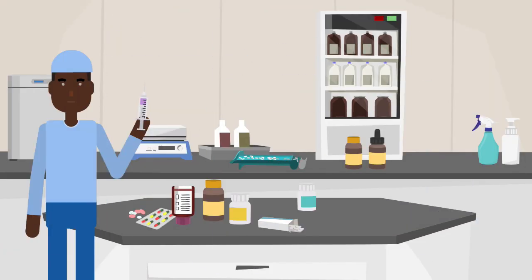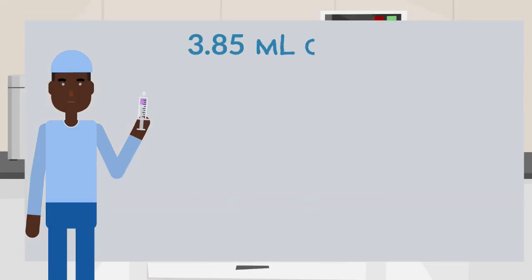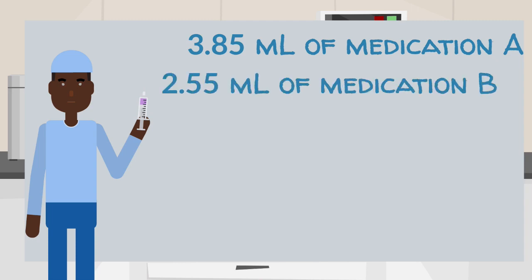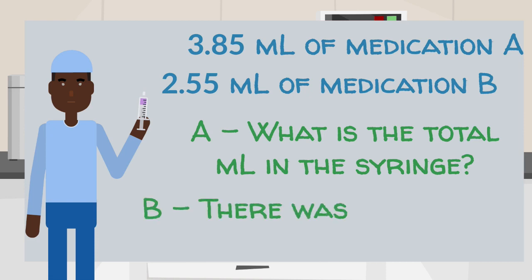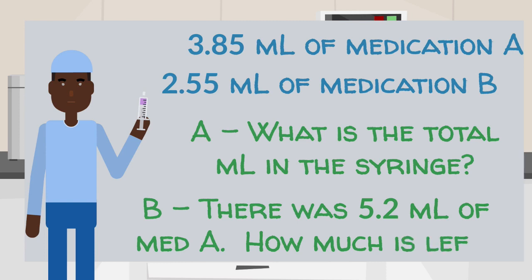Kaji prepares a syringe with 3 8/500 milliliters of medication A and 2 5/500 milliliters of medication B. What is the total milliliters of medication in the syringe? If there was 5 2/10 milliliters of medication A to start with, how much is left?